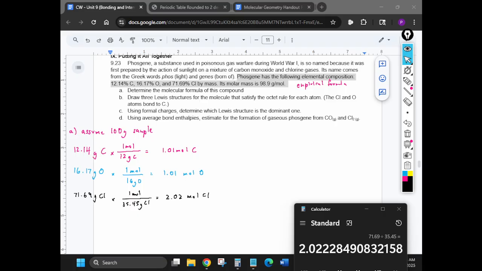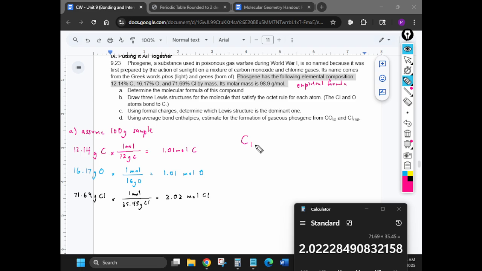Alrighty guys, so you should have gotten these values for your moles. Just divide by the molar mass on the periodic table. Everybody chilling with that? Yep. Okay. So what we're going to do now is we're just going to assume that these are moles and we're going to make our empirical formula.